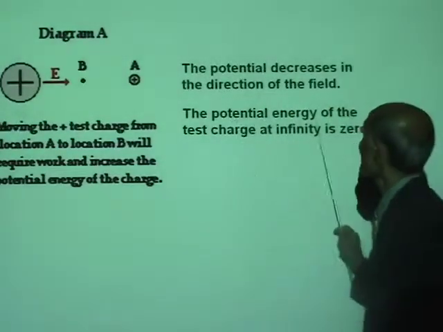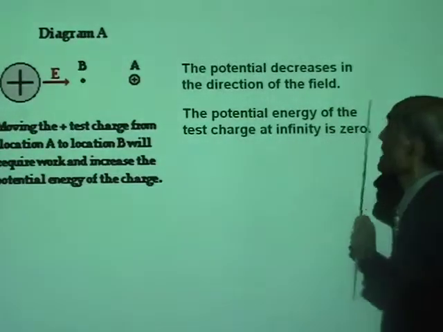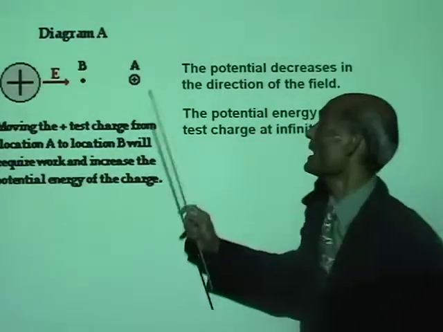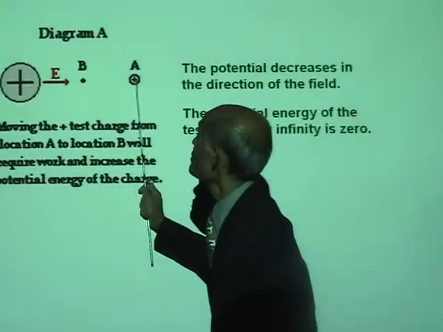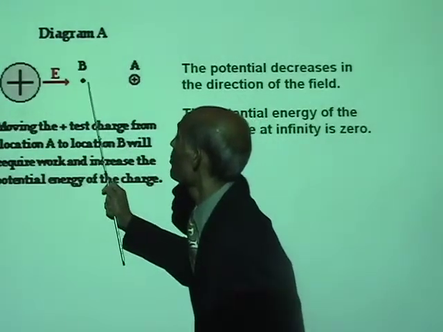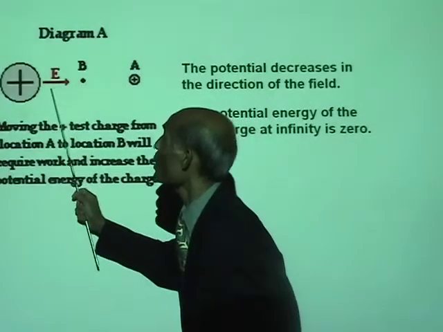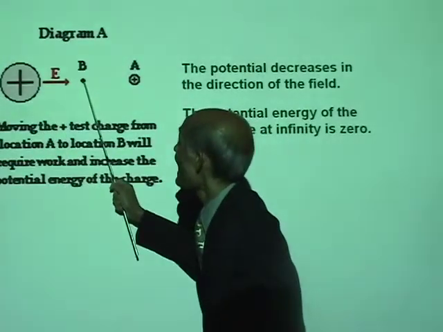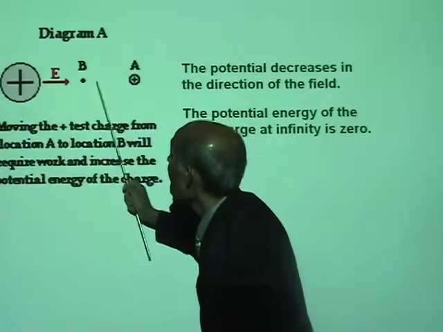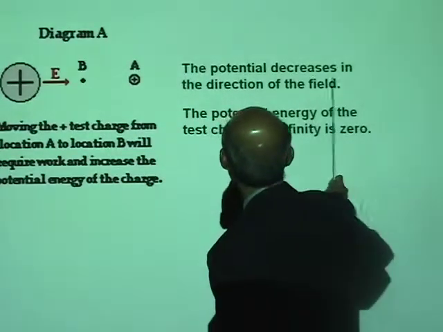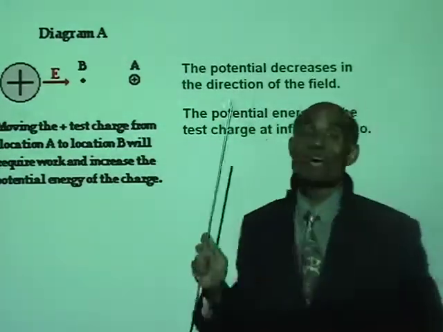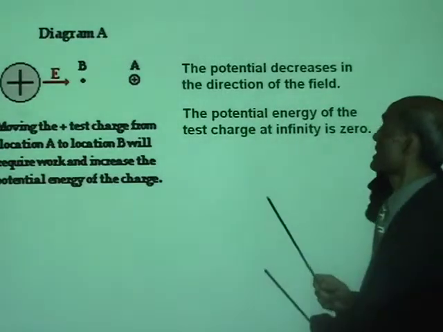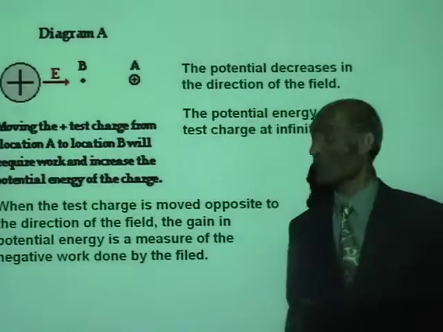Now, the potential energy of the test charge at infinity is 0. That's what we're going to consider. You see, the potential energy increases as we move the test charge closer and closer to the positive charge. As you allow this test charge to move away, it will move all the way to infinity where the potential is 0. So the potential energy of the test charge at infinity is 0.